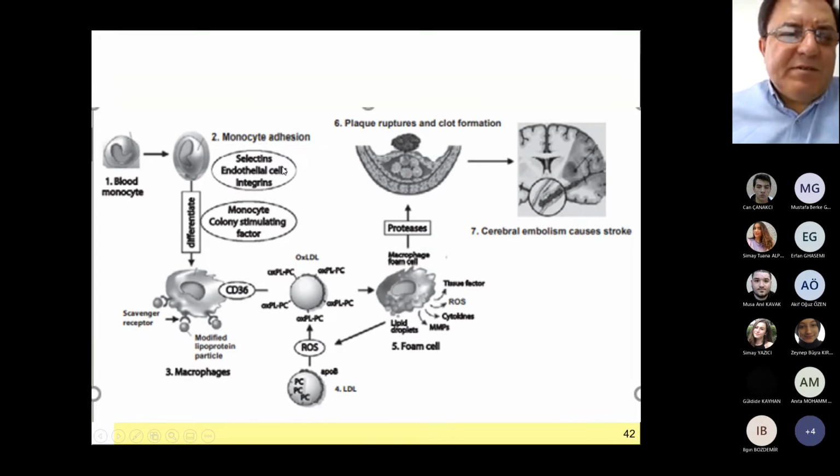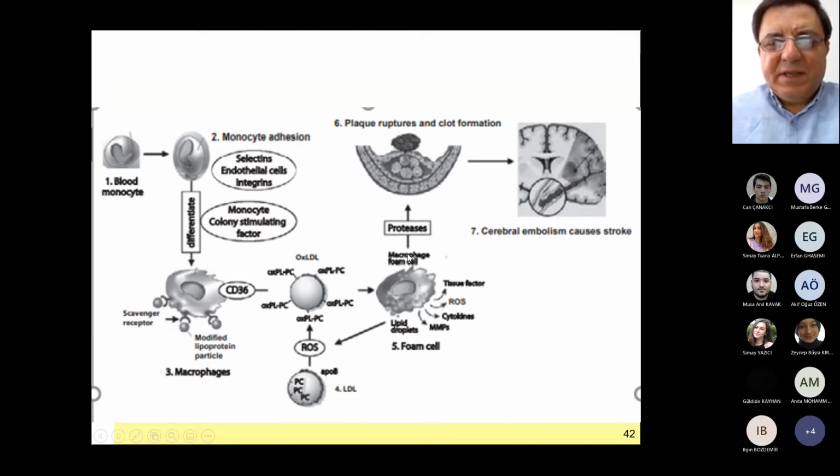And first, monocytes are accumulated in the vessel. And there are some scavenger receptors, and CD36 is an important factor. And here, the macrophages are releasing these particles, and then these macrophages with the oxidized LDL become foam cells. And with the foam cells, there are some other factors released from this macrophage, like ROS, reactive oxygen species, tissue factors, cytokines, matrix metalloproteinase, and some lipid droplets.